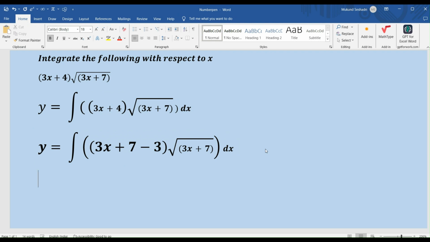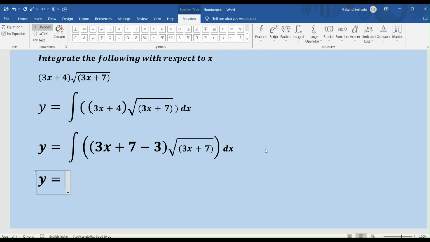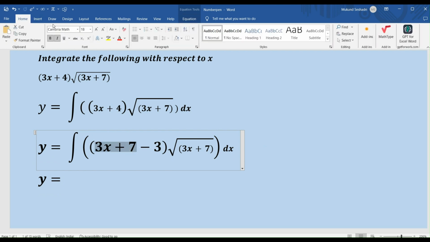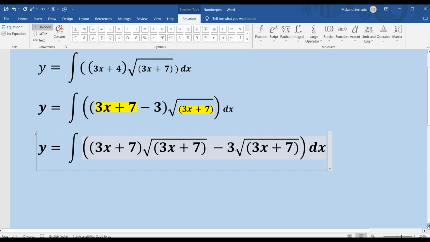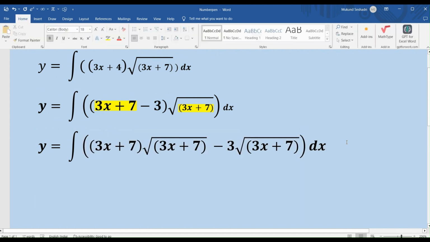So now I'm going to break this down as a difference of two functions, right? So what is that? I'm going to combine 3x plus 7 outside the square root with the 3x plus 7 inside the square root, right? So let's highlight that. So there we have our expression. And now I apply the sum rule in integration.